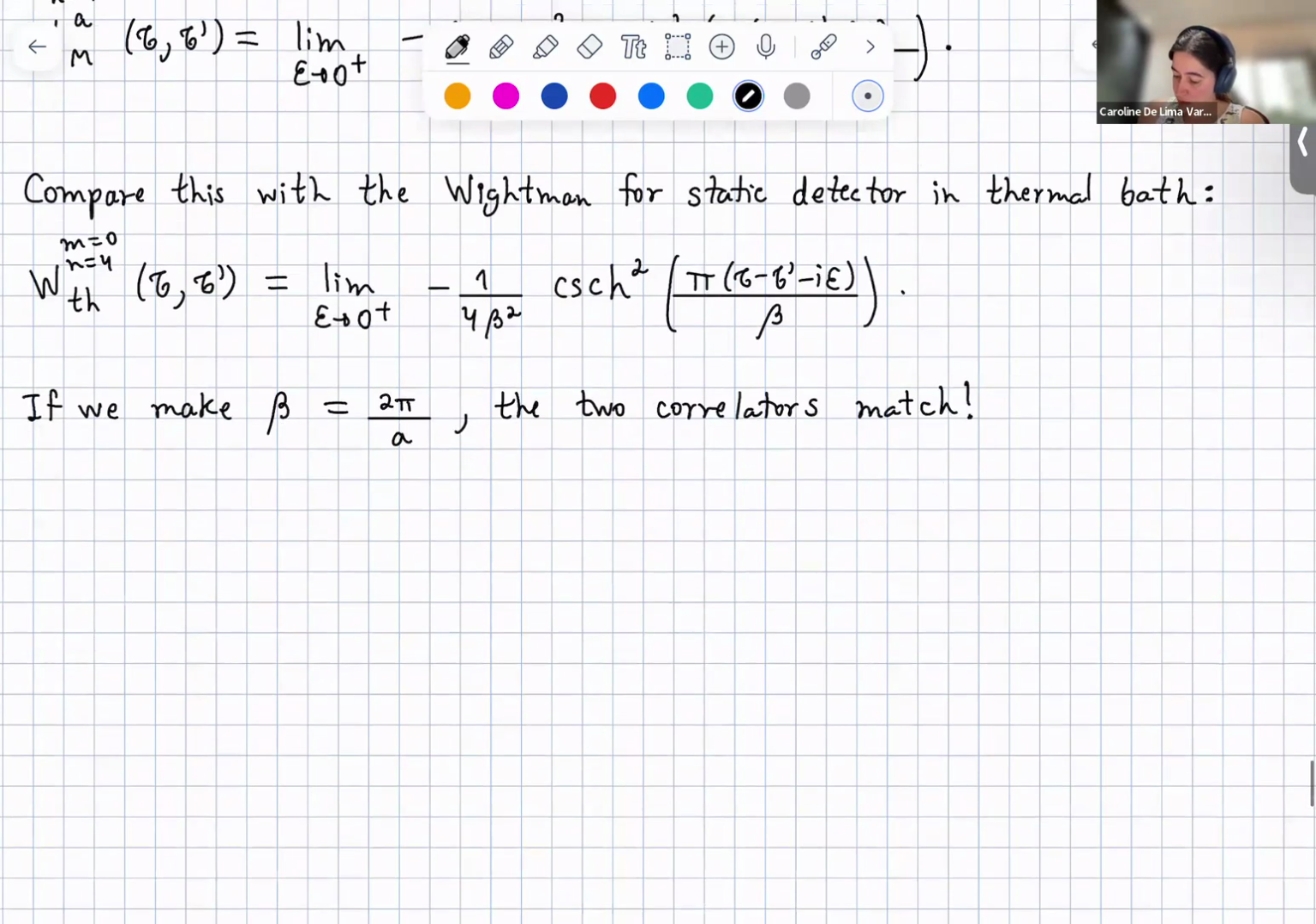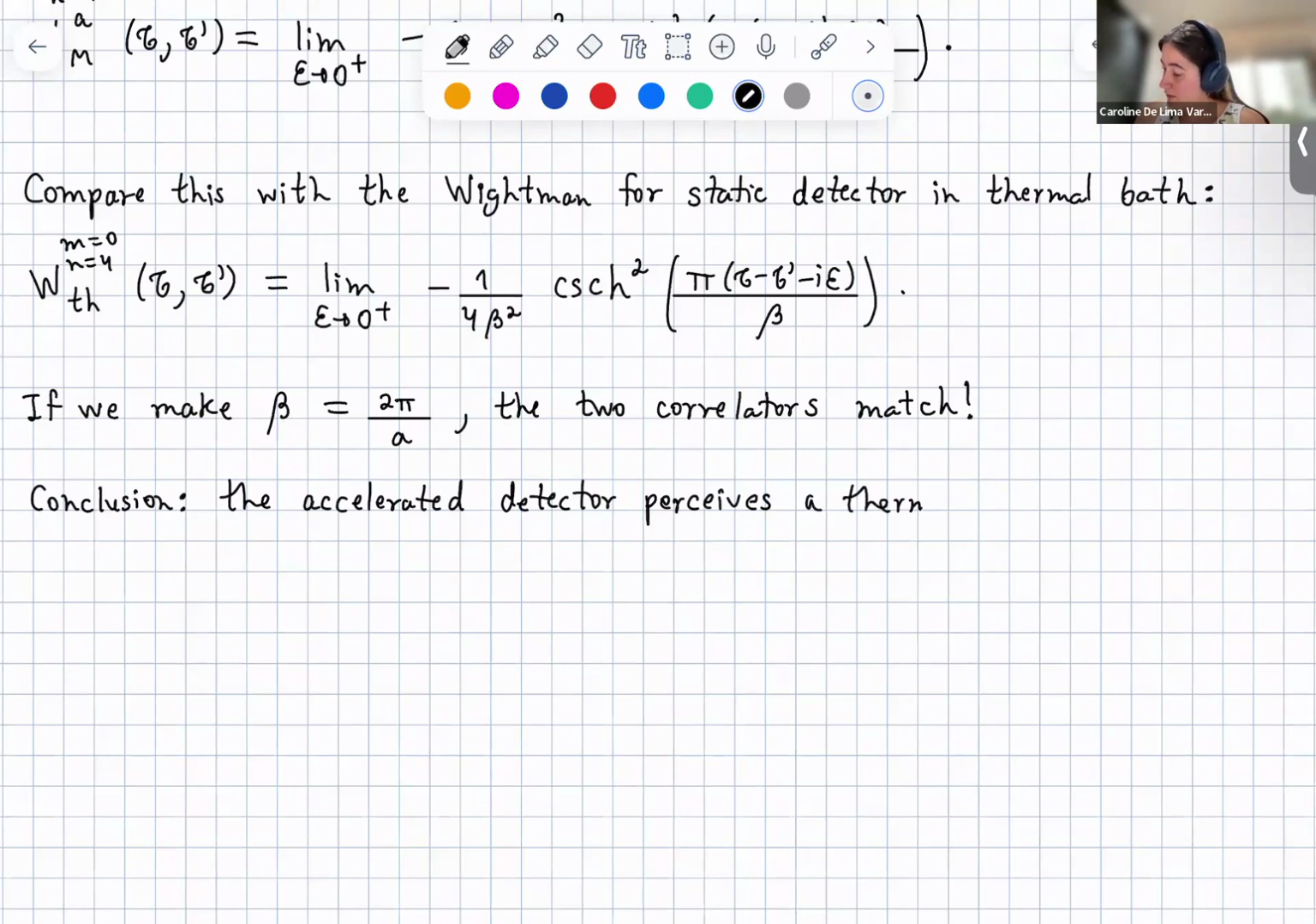Okay, so what we can conclude is that the accelerated detector perceives a thermal bath at temperature T equals 1 over beta, which is just going to be a over 2 pi.